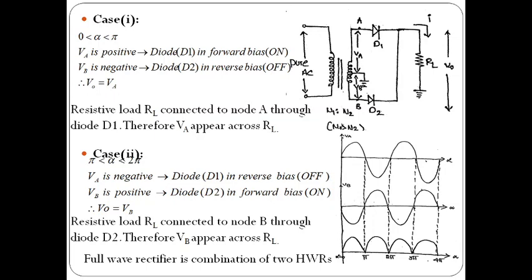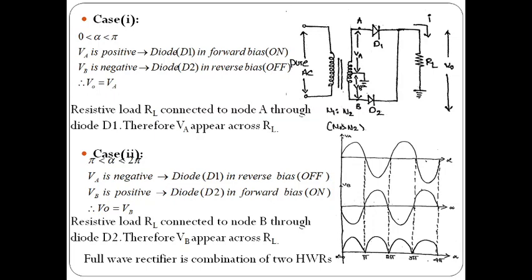Now we consider the signal in the time period 0 to pi in case 1. In this, VA is positive and VB is negative. VA is positive and connected to diode D1, so D1 is forward biased, short circuited, and in the on state. VB is negative and connected to diode D2 at point B, so D2 is reverse biased and in the off state.